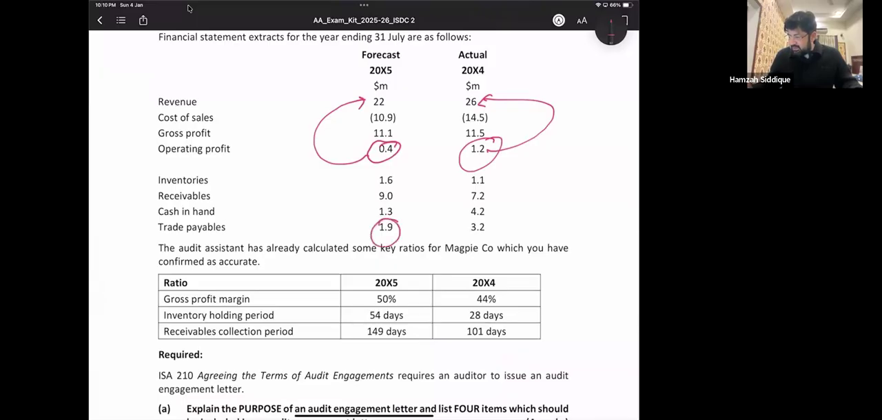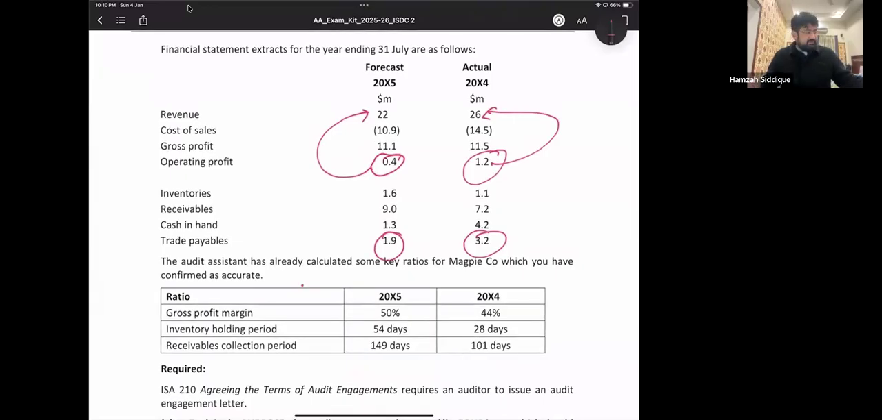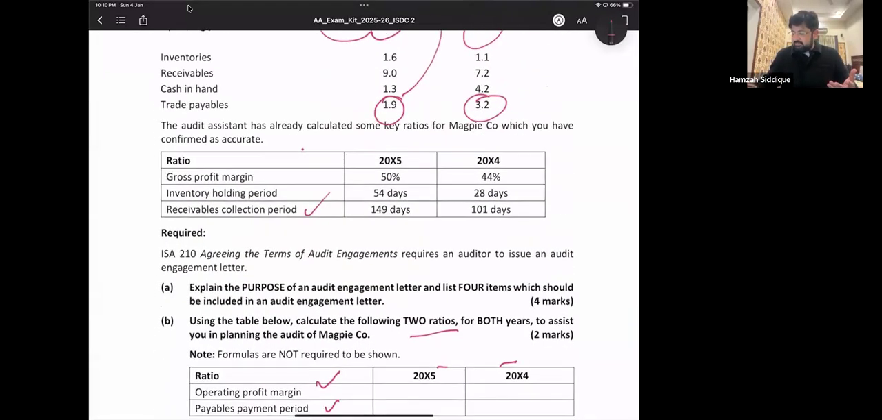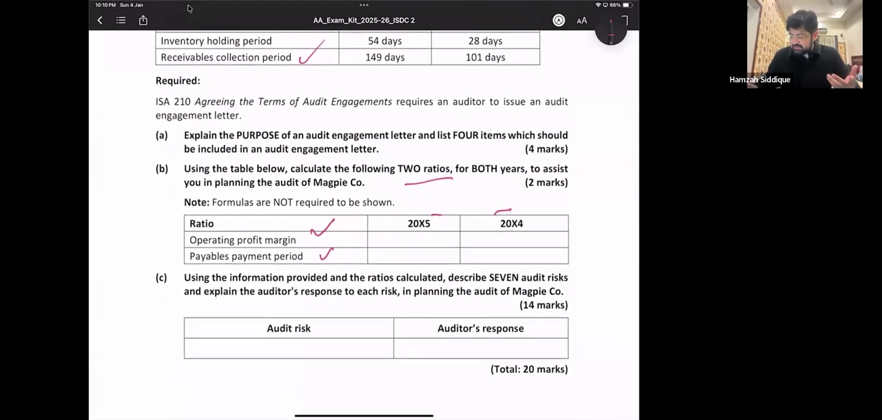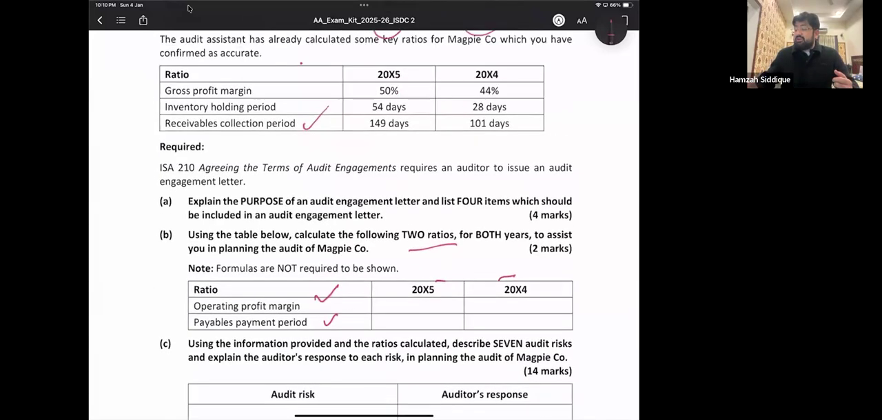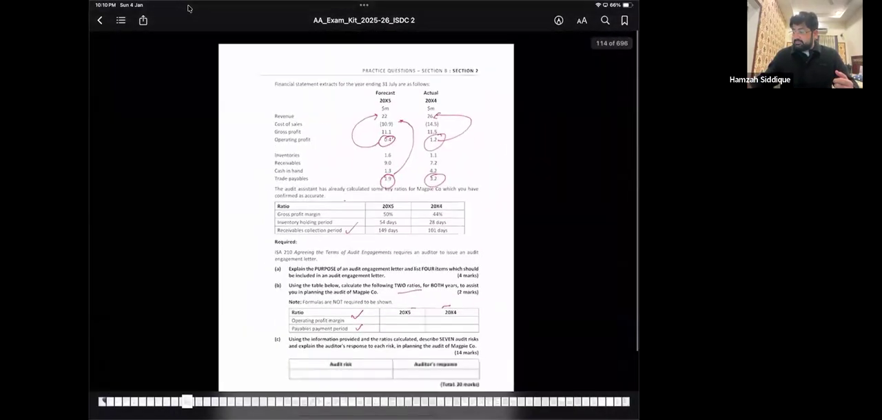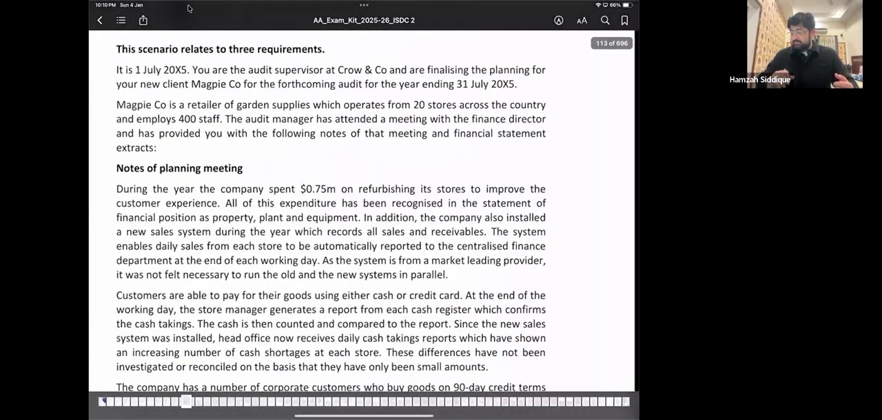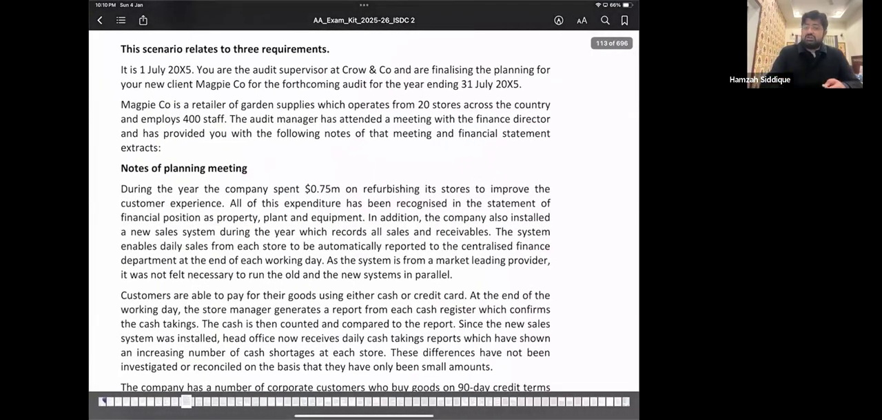So payables are given. And are there any purchases given? Cost of sale is given. We can use this cost of sale for the year and multiply with 365. So the payment period can be calculated like this. So 2 marks, very easy. So 7 audit risks and responses. So let us start talking about it.